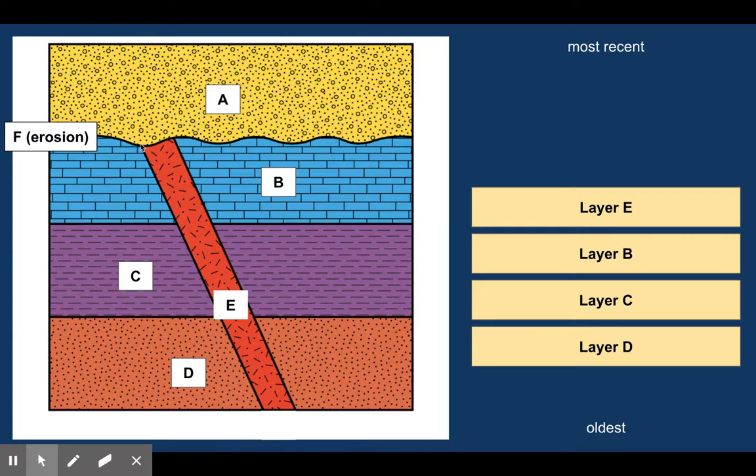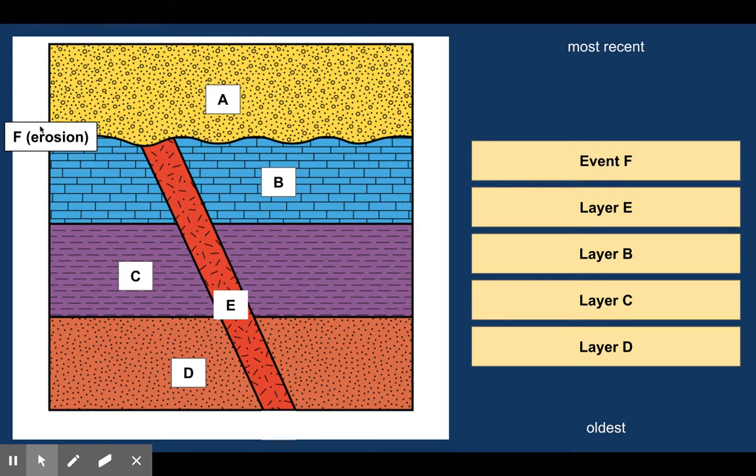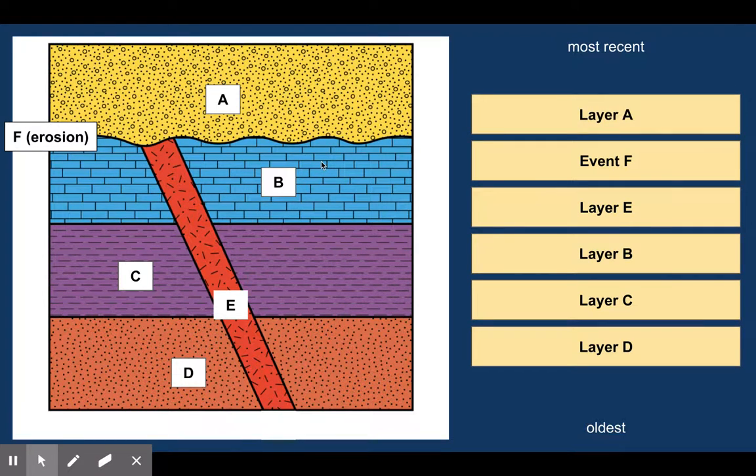After that, we see erosion right here. And that's where part of this surface is eroded away by rain or wind or any other environmental factors. The reason that E comes before F is that E does not go past this erosion line. So we can see that the top of E was eroded off alongside B. So after E comes event F, which is erosion, and then this layer A gets placed down on top of B. So this is example number 2 in the slides.